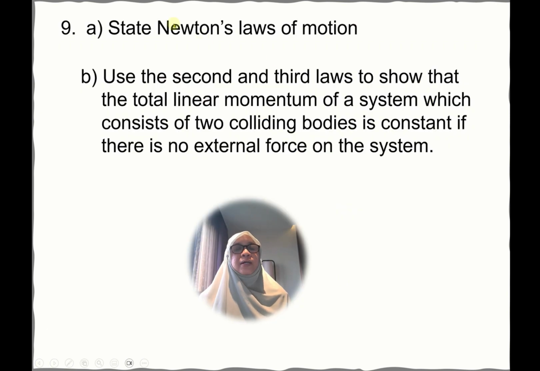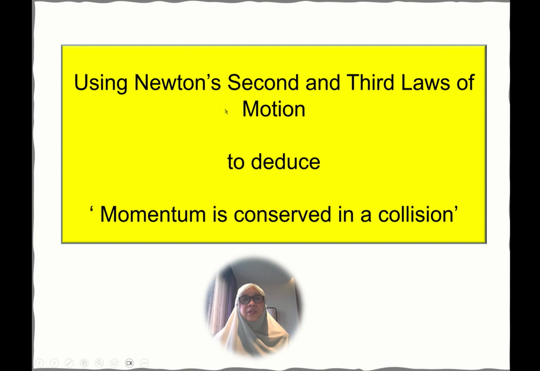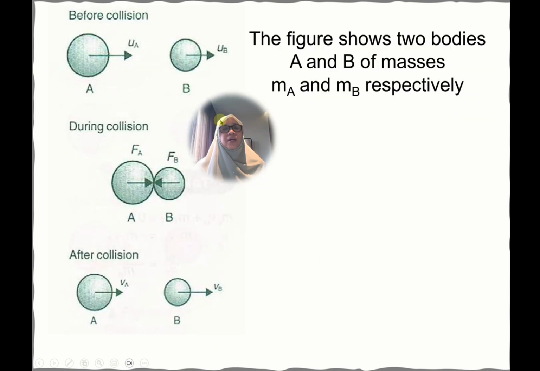Okay, for Newton's laws of motion, there are three Newton's laws. You can refer to your textbook here for the answer. So we go directly to the second question. We are going to use Newton's second and third laws of motion to deduce that momentum is conserved in a collision. This figure shows two bodies A and B, with masses MA and MB respectively. This is before collision.